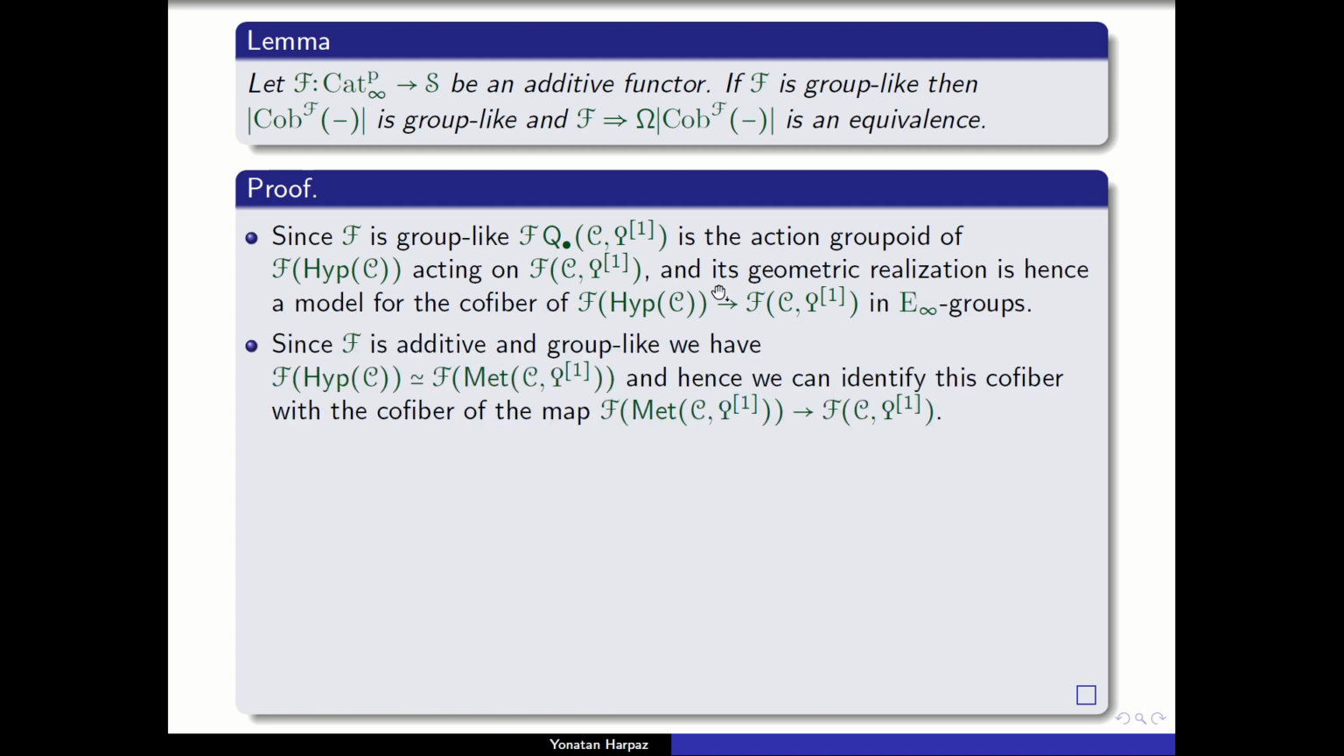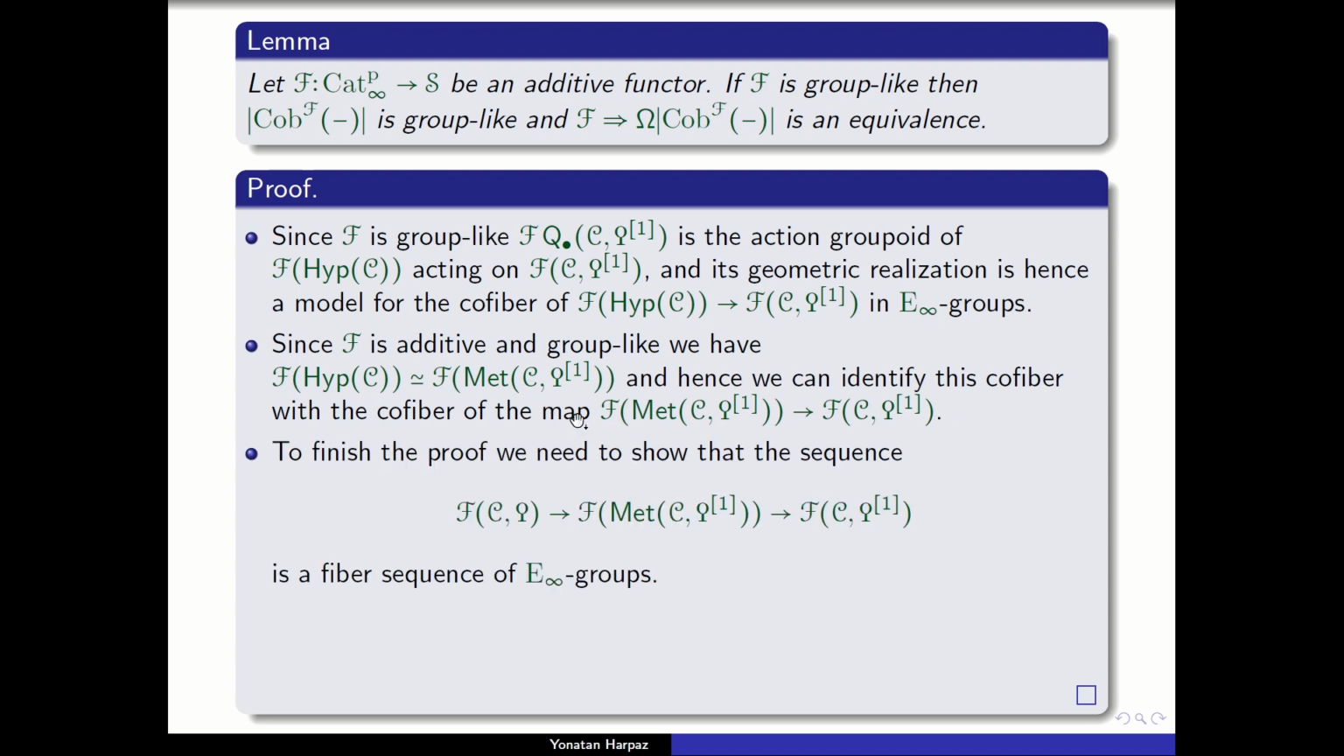In particular, this cofiber is an infinity group. So this geometric realization is group-like. And since f is additive and group-like, we know from before that it gives the same values on the hyperbolic and metabolic constructions. And hence we can replace this cofiber with the cofiber of the map from f applied to the metabolic Poincaré infinity category of C copa shifted to f applied to C copa shifted.